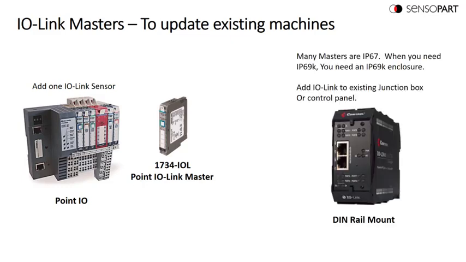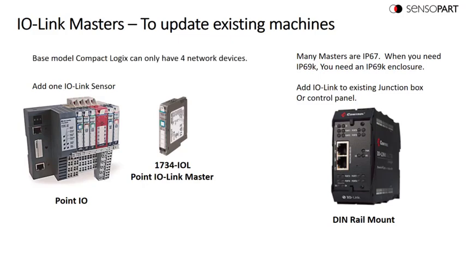IO-Link masters are also available in a DIN rail mount format with terminals, and this company actually sells more of their DIN rail mount than their IP67 IO-Link masters, which to me seems to say people are retrofitting existing machines more than they're designing new ones. Another reason you might want to use the DIN rail mount is if you need IP69, you could put it in an IP69K enclosure to get that rating. Most masters are only IP67. There are a few IP69K masters out there.